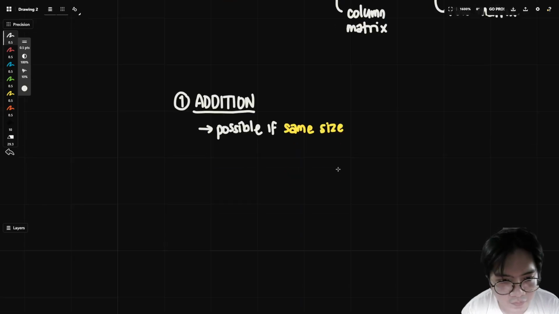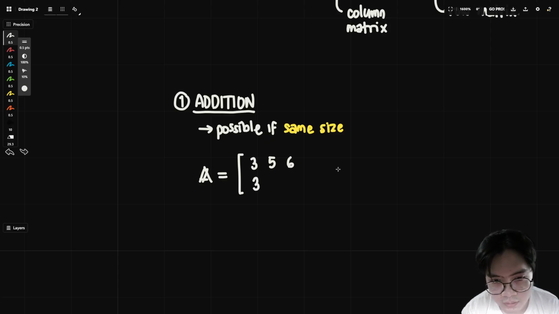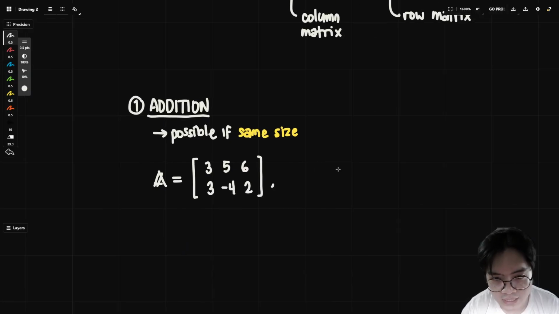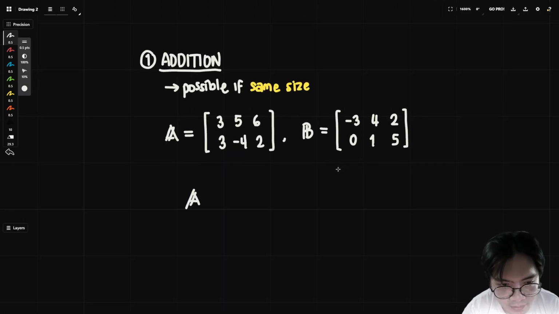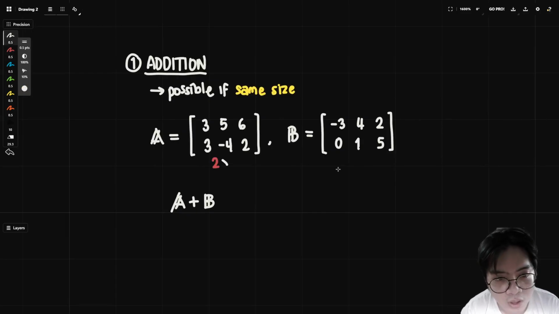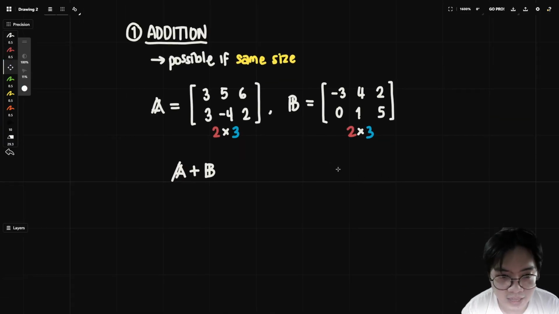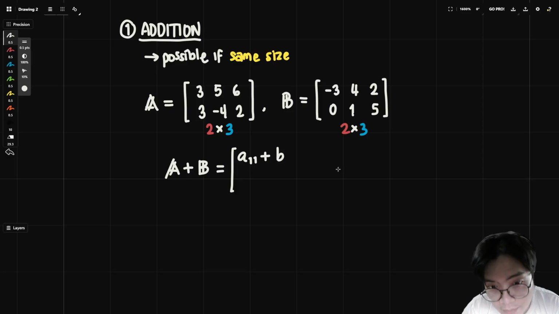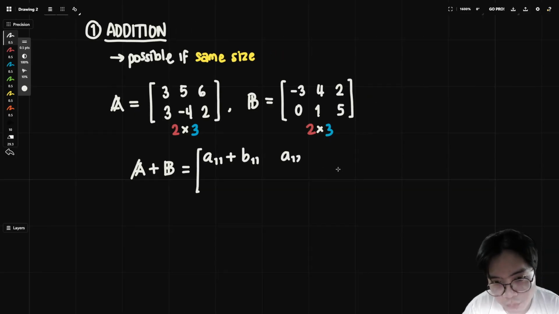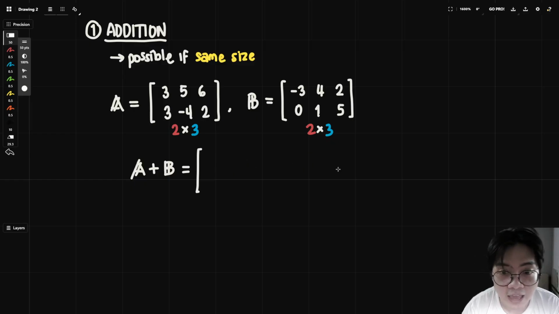Let's say we have here matrix A, with some random numbers: 3, -4, 2. And then matrix B is -3, 4, 2, I don't know. If we were to add matrix A and matrix B, because they are the same size, which is 2 by 3, we can just add them together, element by element. So you do element A 1,1 plus element B 1,1, then A 1,2 plus B 1,2, on and on until you fill up every entry in the matrix.